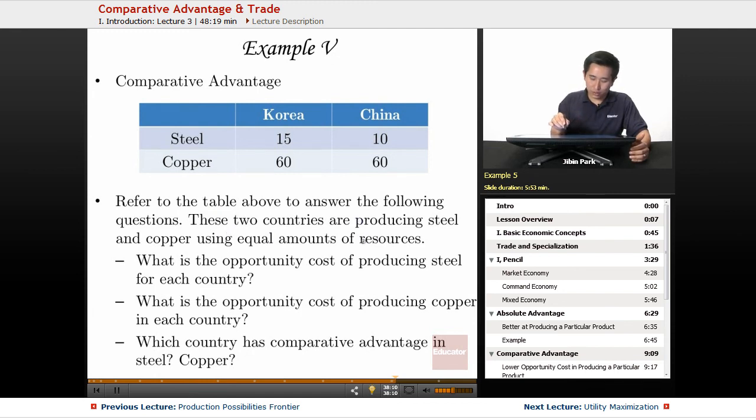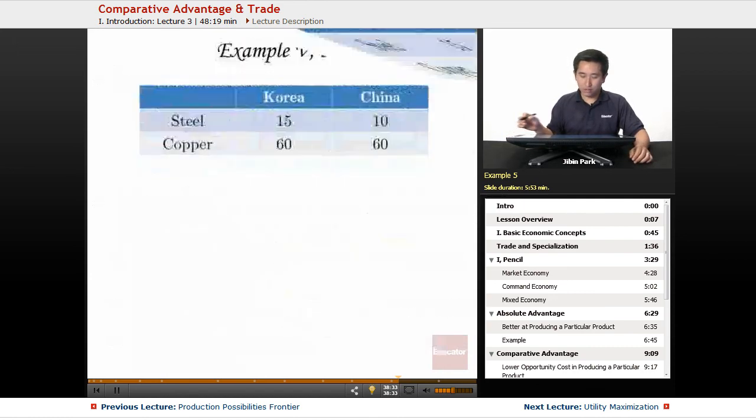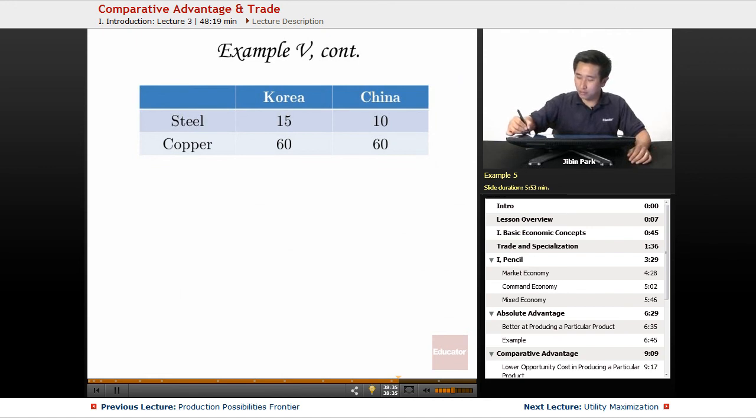These 2 countries are producing steel and copper using equal amounts of resources. What is the opportunity cost of producing steel for each country? What is the opportunity cost of producing copper for each country? And which country has comparative advantage in steel and copper? So again, this is exactly the same thing here, but now instead of dealing with 2 individuals, now we're dealing with 2 different countries. So let's create some more space to work out this particular problem here.